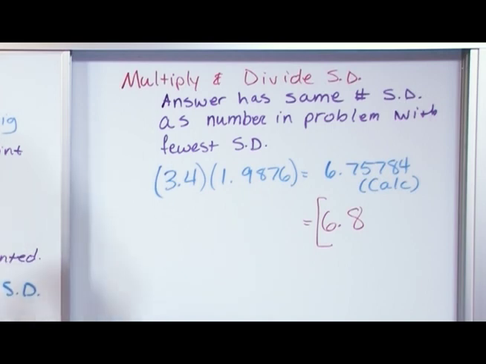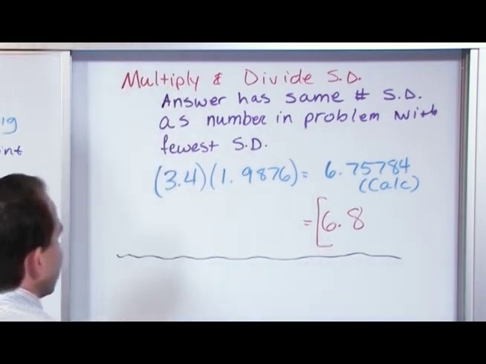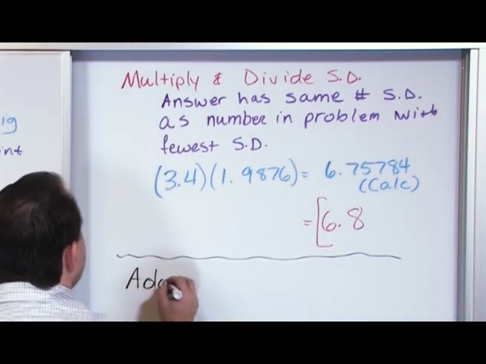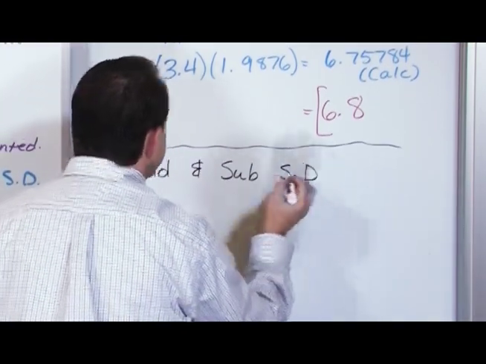All right, let's go and look. And that's for multiplying and dividing. Let's go and look at the equivalent rule for adding and subtracting. So to add and subtract significant digits.